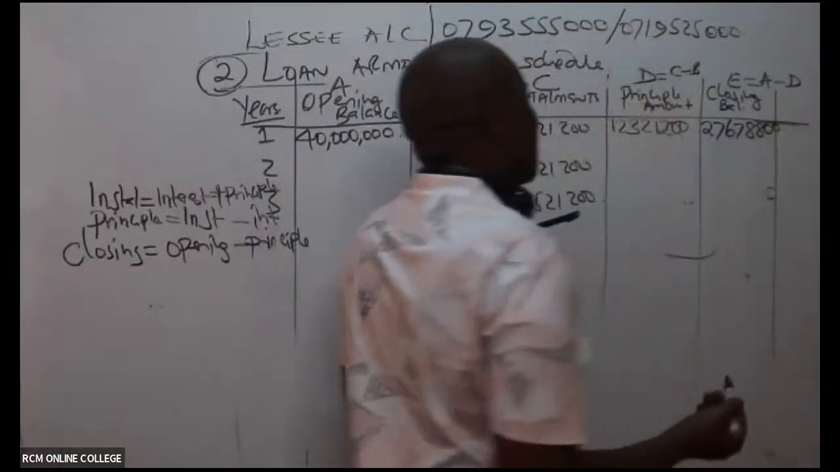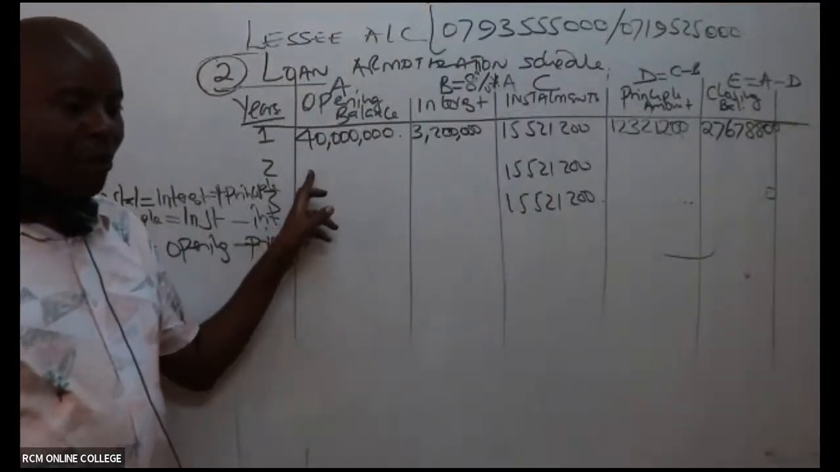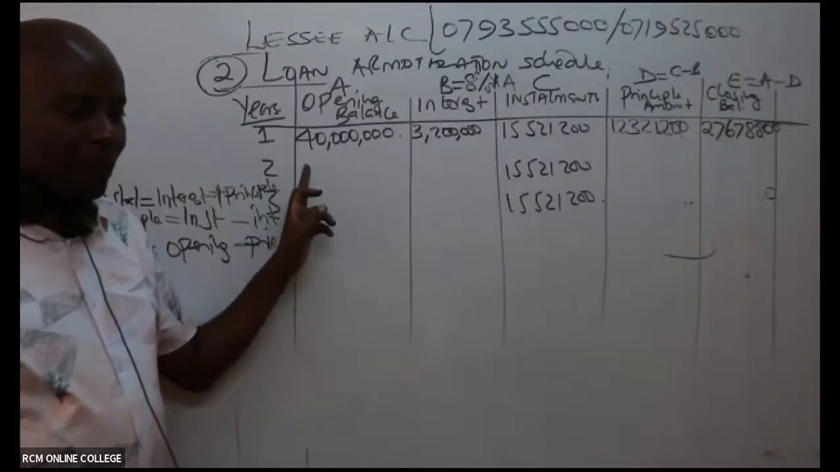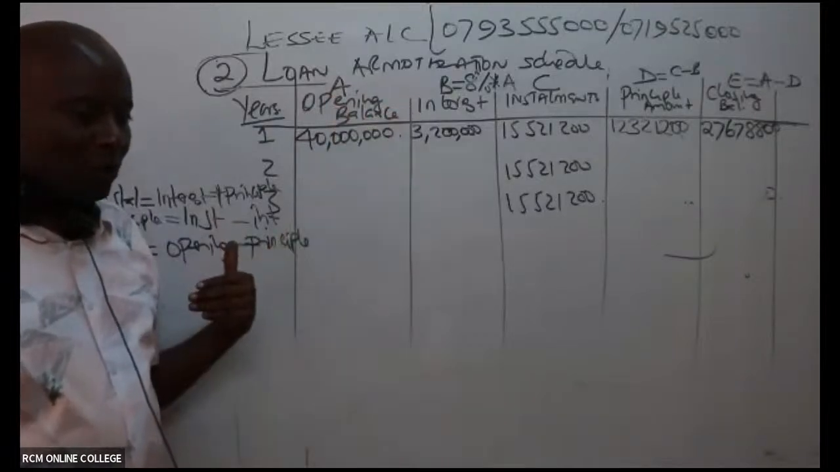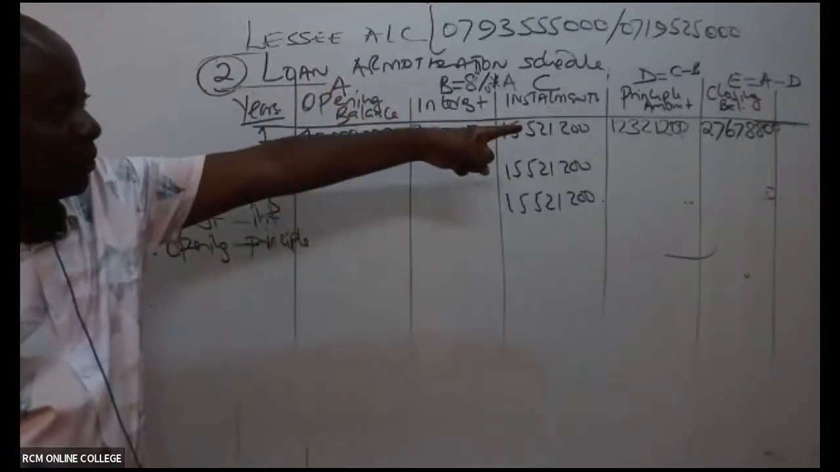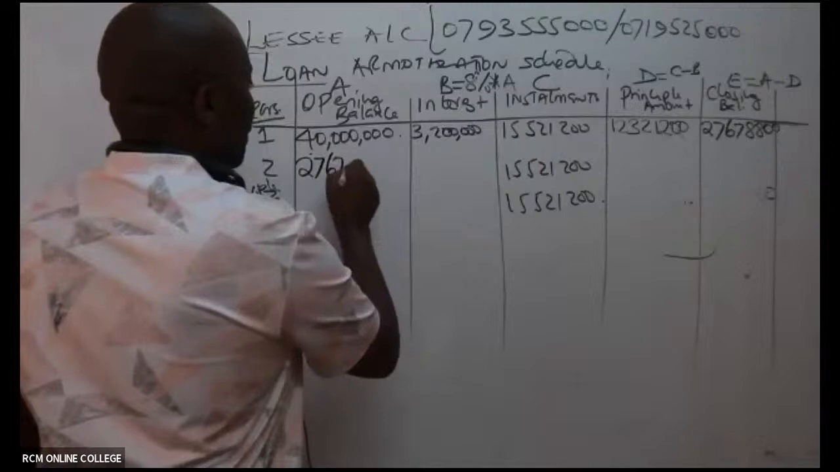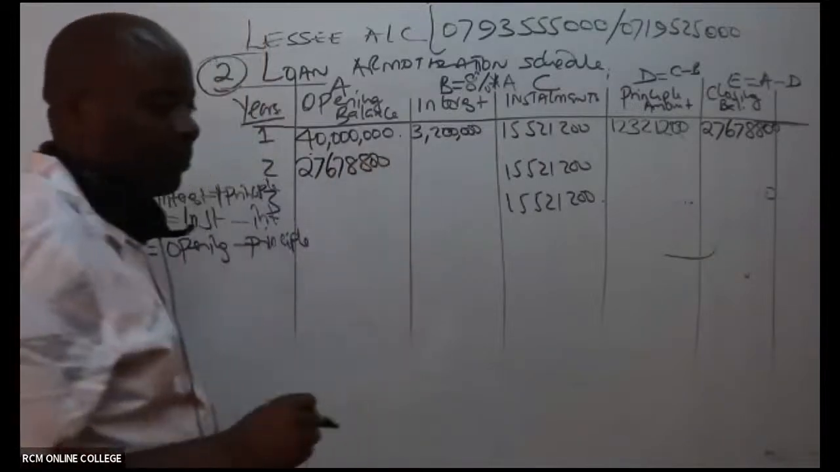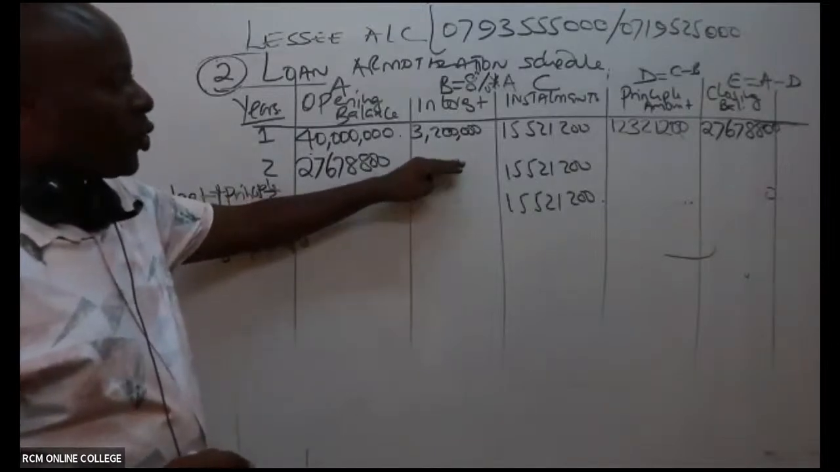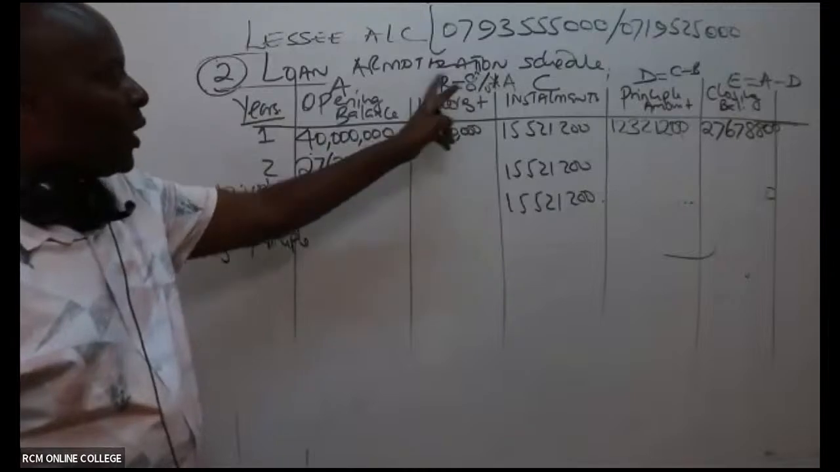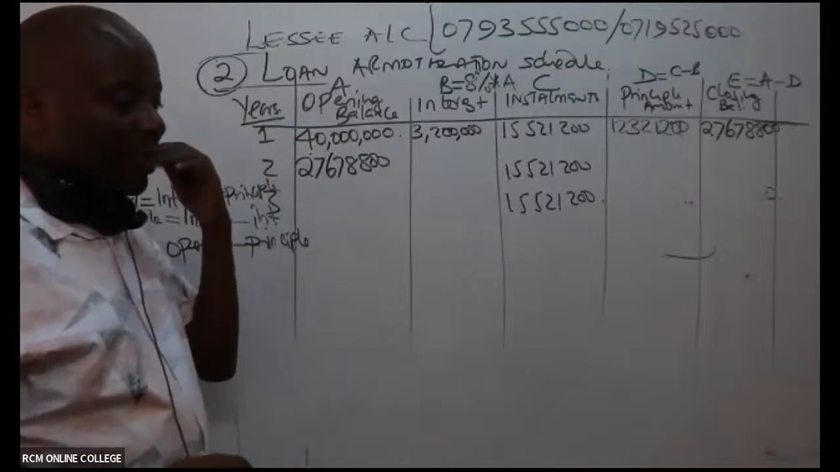Now, my good students, what do you think shall be the opening balance for year 2? It should be the closing balance of year 1 that we bring down. So whatever you have there as your closing balance of year 1, when we come to year 2, this is what I will begin with, 27,678,800. Is that okay? So now I've been able to set the tune, the tempo. To get interest for year 2, you will take 8% times the figure that we have here. Is there somebody who can just give us this figure very fast?